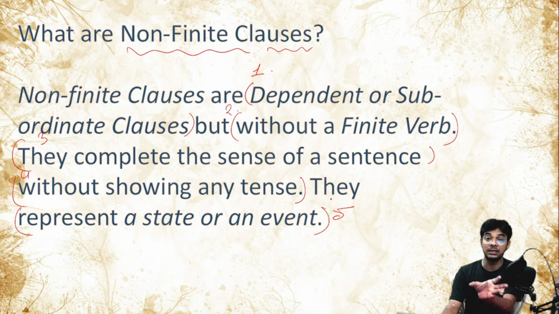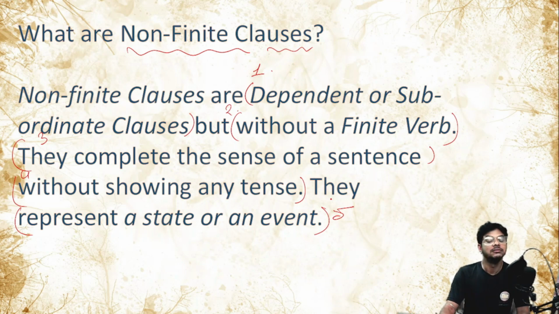If you say "Rajit loves," the sense of the sentence isn't complete. So there you have to take help from what? To play cricket. This subordinate clause, or this subordinate non-finite clause. And then if we say without showing any tense, that's also another very, very essential thing to remember. Their tense is not disclosed and they also represent a state or an event.